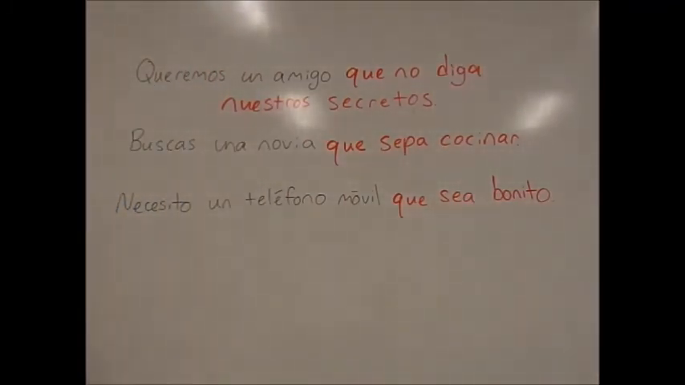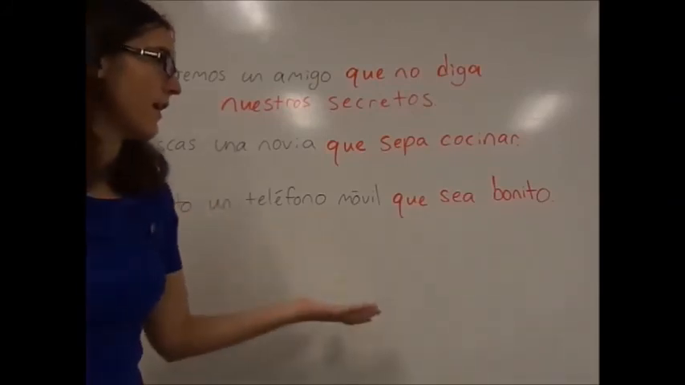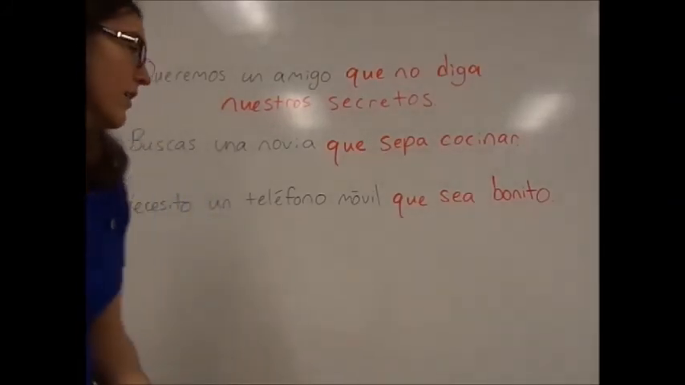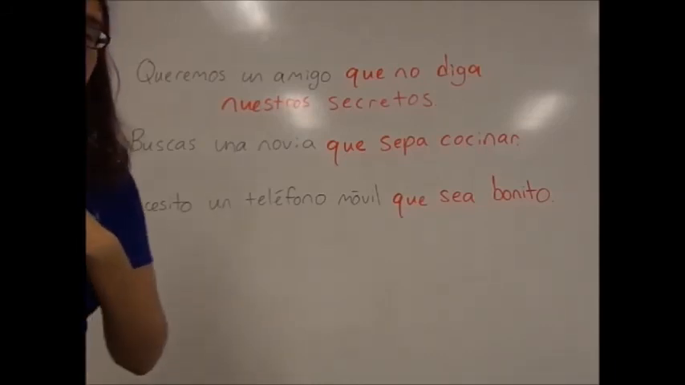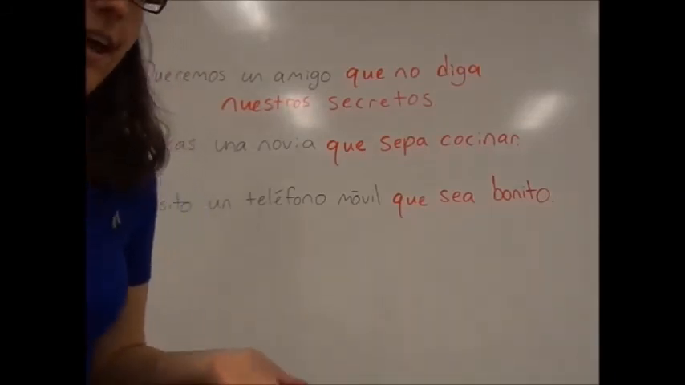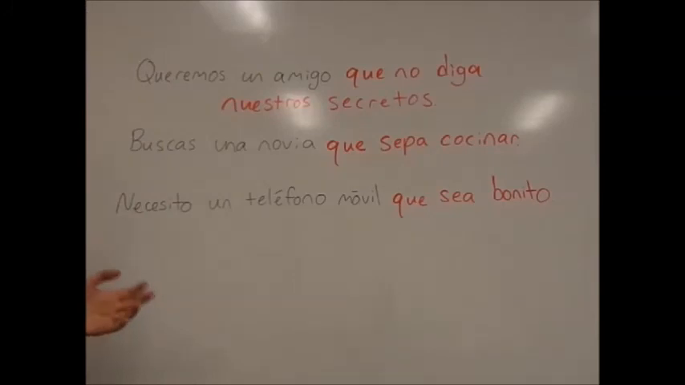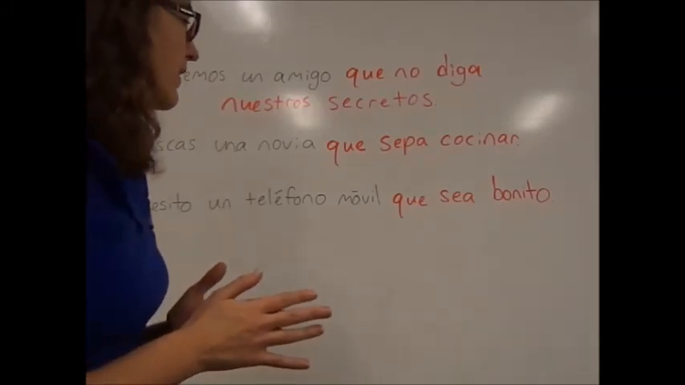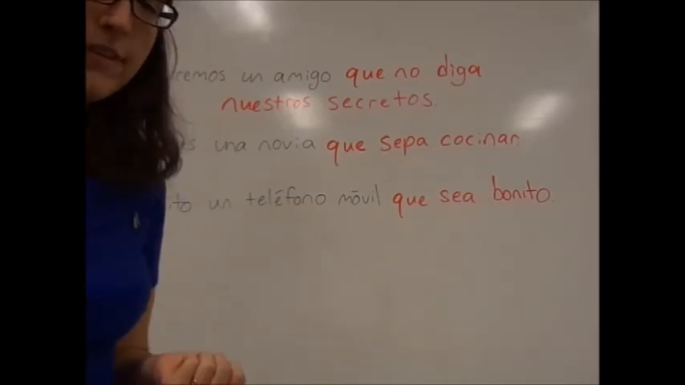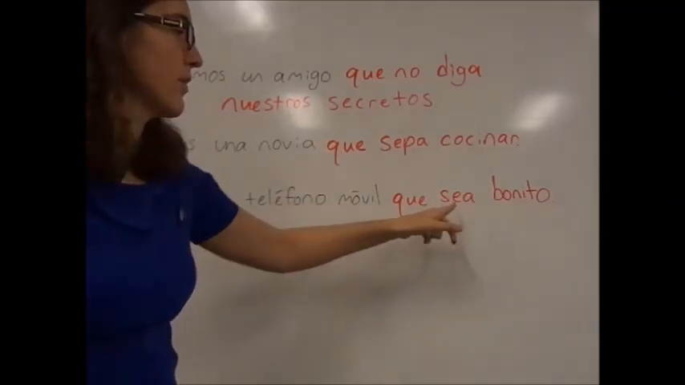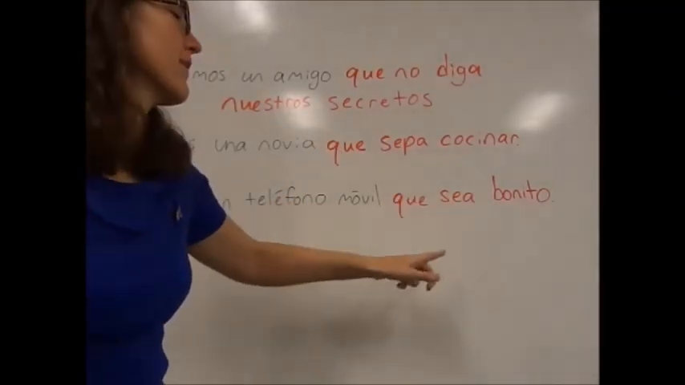And then finally we have necesitar. Necesito un teléfono móvil que sea bonito. Just because I need a pretty phone doesn't mean I'm going to find one. And I don't have one in mind right now. I'm just thinking, it would be really great to have a pretty phone. So since there's a lot of uncertainty, I use the verb ser in the subjunctive, sea.